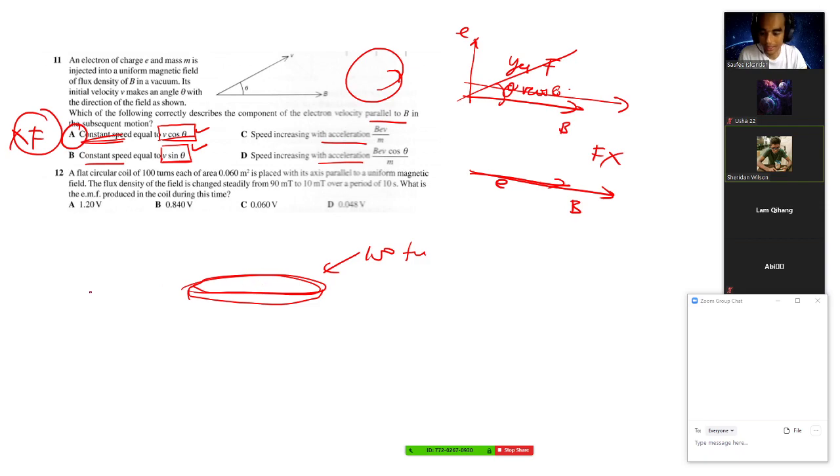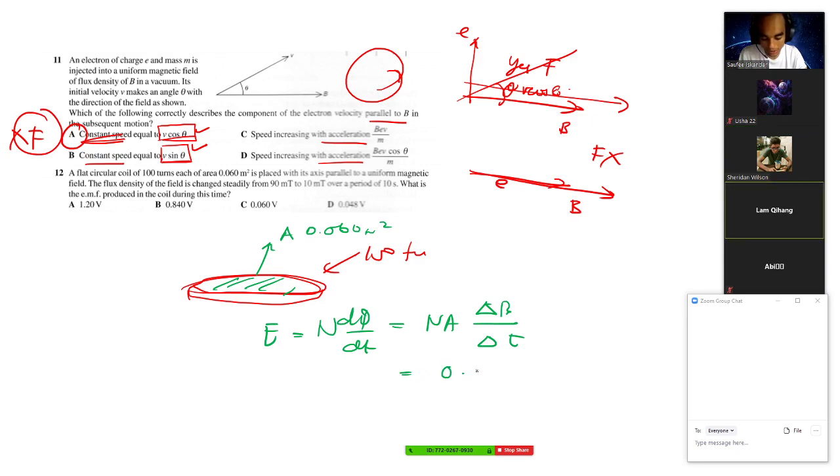Okay, very easy. And the area over here, A, what's the area? 0.060 meter. Because it's meter, you don't need to convert into centimeter squared. So we just use it, and the answer is D, sir. Just E equals d flux over dt, and you have a number of coils, we call it linked flux. So N A change of B over change of t. Substitute everything, then you have 0.048 volt. That is D. Okay, answer will be D.